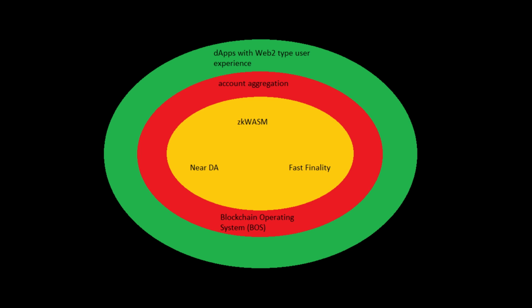So if we combine all of what we have learned, at the core lies zkWASM, Near DA, and fast finality, which enables interoperability, low cost, and speed at the protocol level. On top of it, we have account aggregation and the blockchain operating system, which provides a mechanism for developers to use the core's benefit to create applications that can genuinely resemble the Web2 type user experiences that we all seek in crypto. And this is chain abstraction in a nutshell.